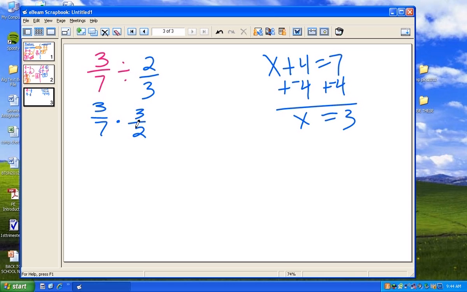And now that we have a multiplication sign, what do we do, Megan? Great. And so 3 times 3 is 9, and 7 times 2 is 14. And this becomes our final answer. Okay? One more. Last one.